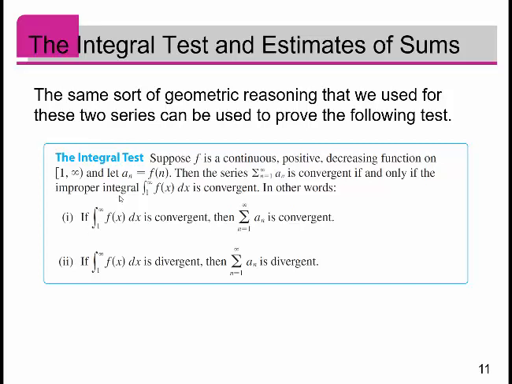So in other words, remember a sub n is equal to f of n, so we're just replacing the f of x with the f of n here. So if the integral from 1 to infinity of f of x dx is convergent, then this sum is also convergent. If the integral from 1 to infinity of f of x dx is divergent, then the summation of a sub n is also divergent.